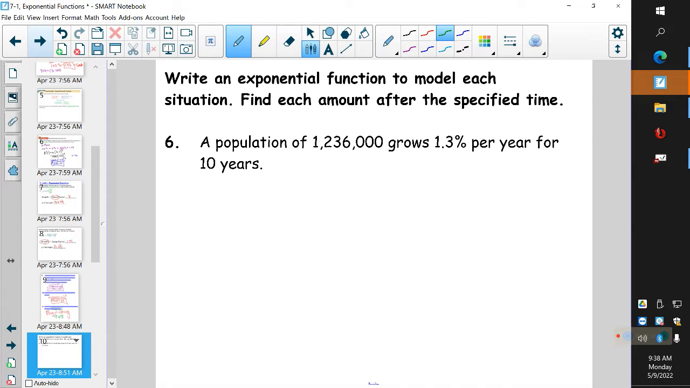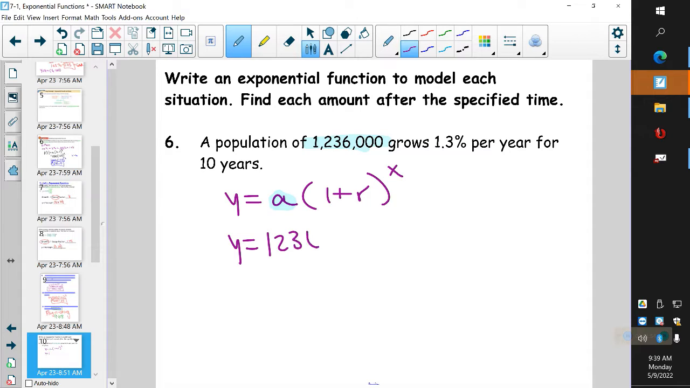Write an exponential function to model each situation. Find each amount after the specified time. A population of 1,236,000 grows 1.3% per year for 10 years. Okay, so our equation is going to be y is equal to a, parenthesis 1 plus r, raised to the x. Yes? My initial population is this right here. That's what a is going to be.